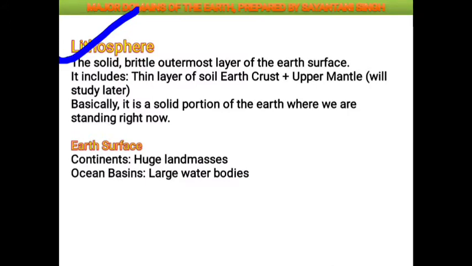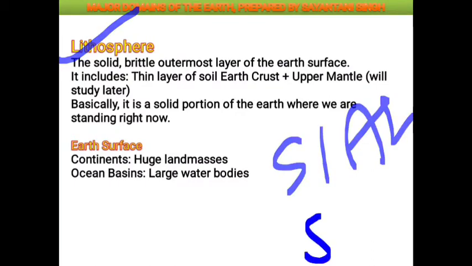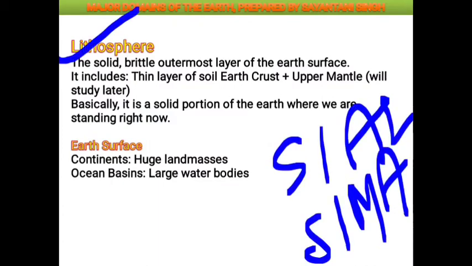Our earth is divided into three layers. The innermost layer is called the core, above that is the mantle, and the outermost layer is the crust, which is also called the lithosphere. This is the solid portion, and it has two layers: one is sial, another is sima. This layer mainly consists of silica, aluminum and magnesium, and the sial is very hard in nature.